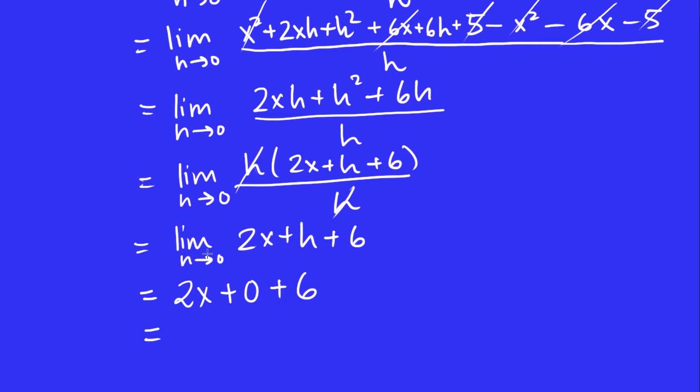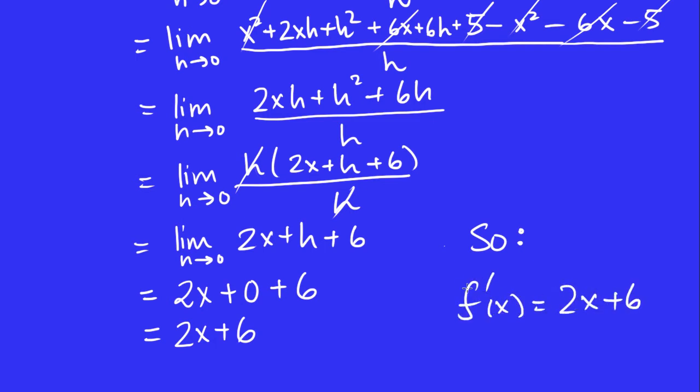Notice I dropped the limit sign. On all these other steps, I included the limit sign. But in the last step here, I finally evaluated that limit, so I can get rid of the limit sign. And there it is, 2x plus 6, right? And that's what I predicted at the beginning. The reason I knew it was 2x plus 6 is because there are lots of rules for derivatives that allow you to get the derivative really quickly.